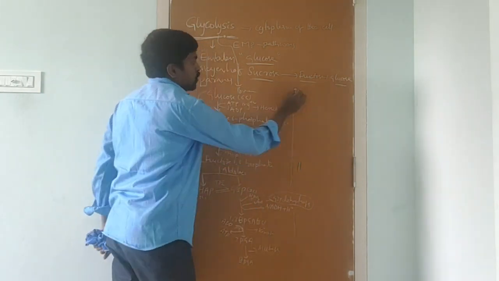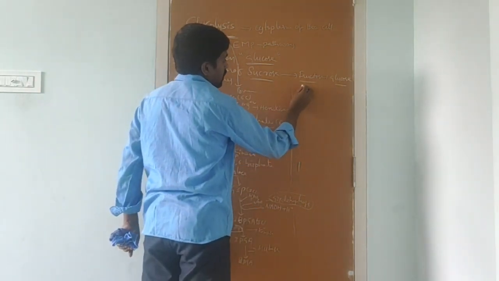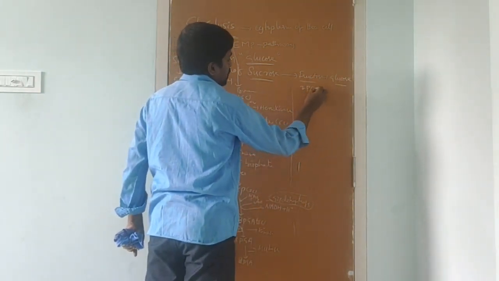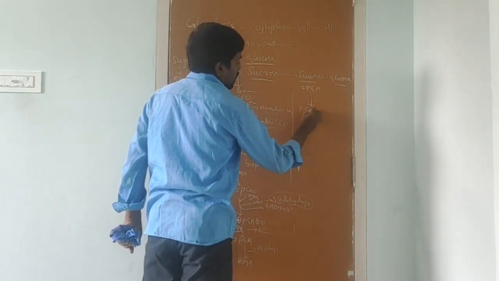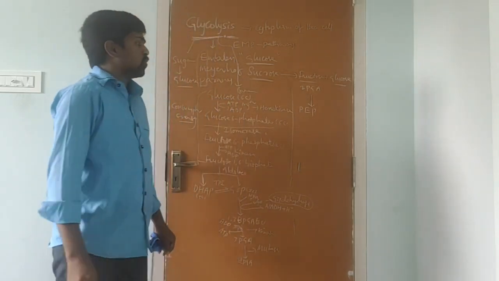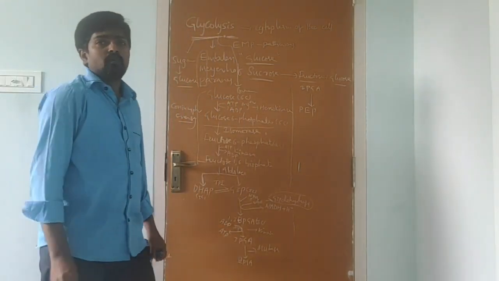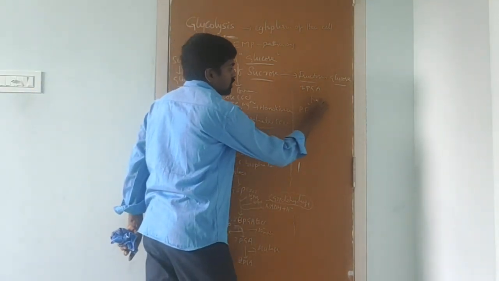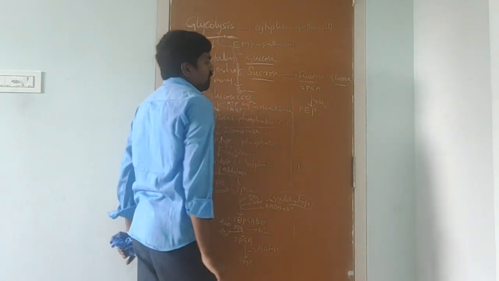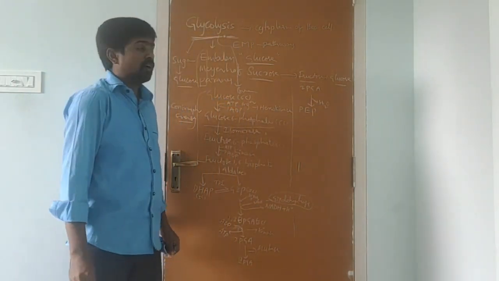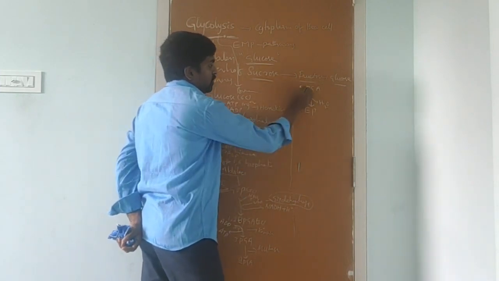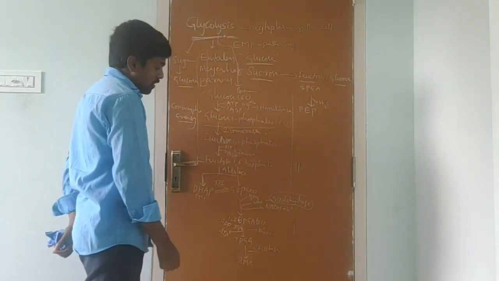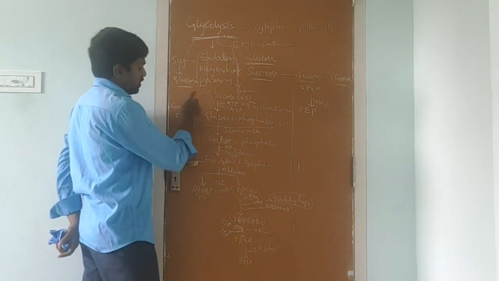Now this 2-phosphoglyceric acid turns into phosphoenol pyruvic acid. Here we can expect a loss of one water molecule. This phenomenon is called dehydration. Up to here we observed the energy consumption process.